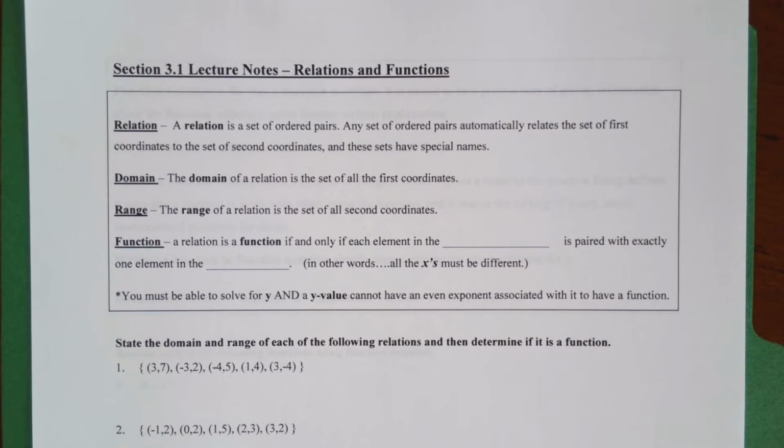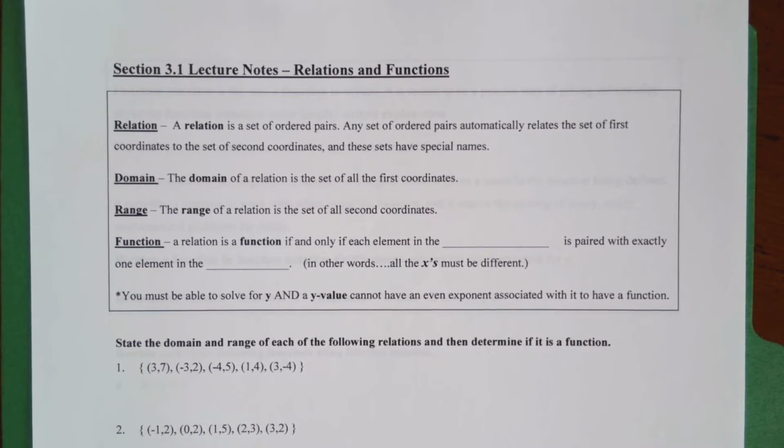In algebra, we say that a relation is any set of ordered pairs. So you can make a set of ordered pairs of anything. They don't have to be numbers. They could be people's birth dates to the month. They could be your favorite color and the person's name. So a relation can really be anything. But typically in algebra, we're going to be working with the number side of that, okay?